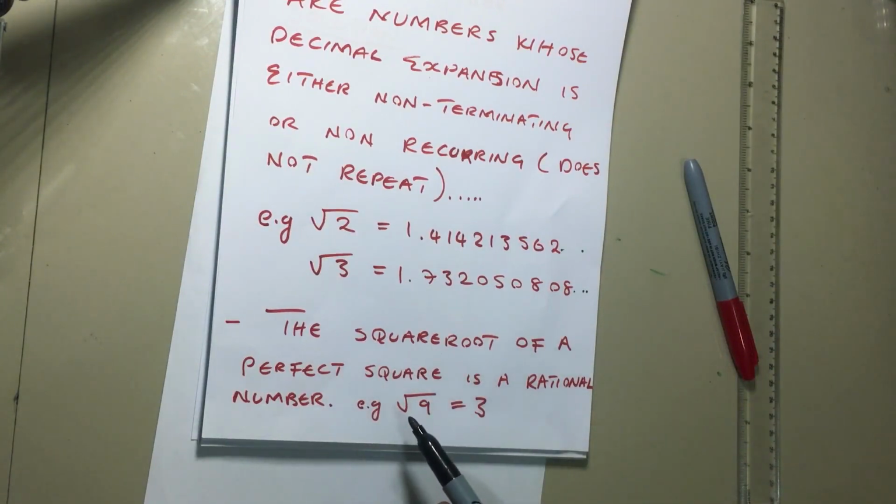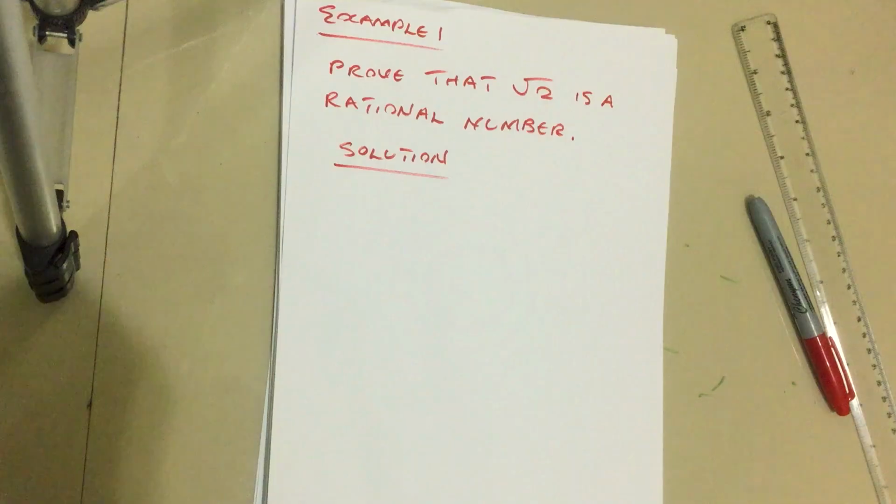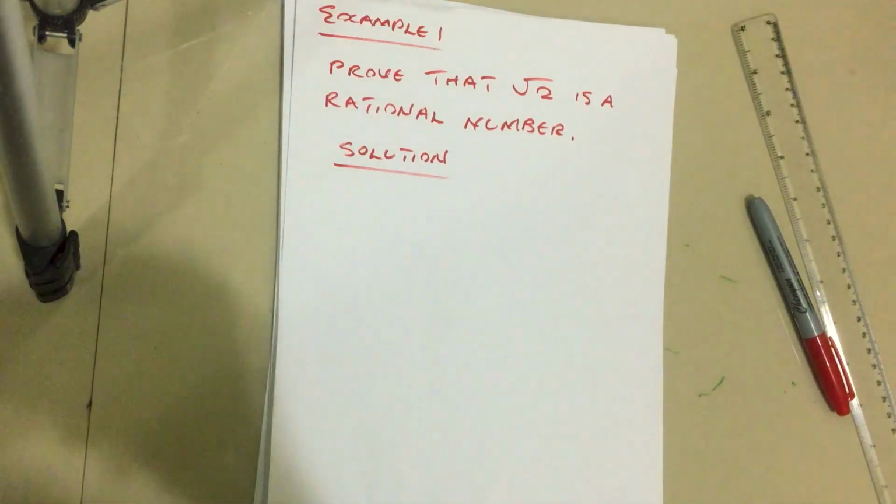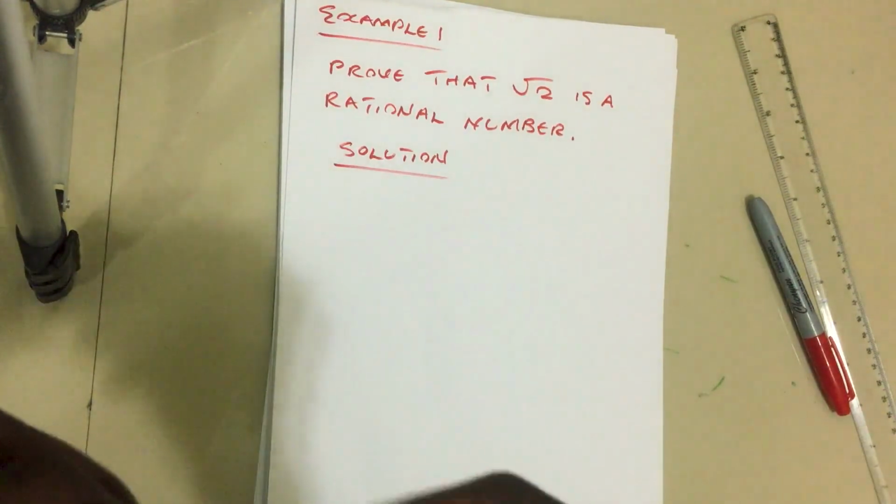So what we mean is that a perfect square is something like 9, 16. Yes, so we can see that the square root of 9 is equal to 3. So this we can refer to as a rational number. Okay, so don't get them confused.